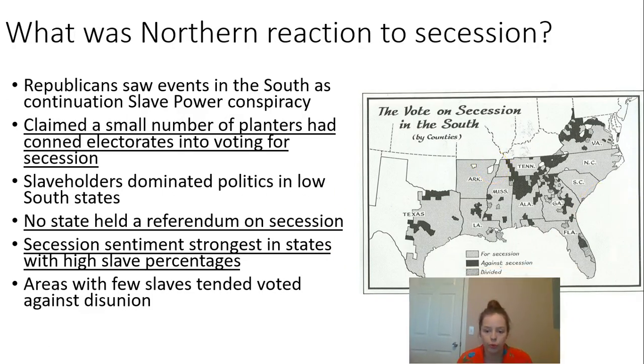Looking into the Northern reaction to Southern secession, so the Republicans saw events in the South as a continuation of slave power conspiracy, and that because slavery was potentially threatened, the South was going to disassociate with the North.